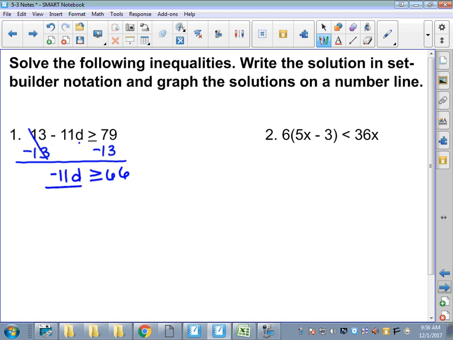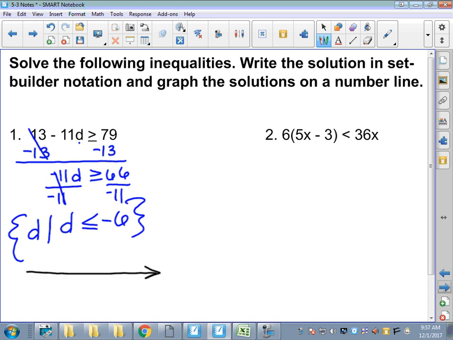And then I'm going to divide by a negative 11, divide by a negative 11. I'm dividing by a negative, so my inequality sign is going to flip. D is now less than or equal to negative 6. Put it in set builder notation. And then on the number line, I'm going to put negative 6 on my number line. We're going to put a closed circle at negative 6. And then these are the numbers that will work, that will satisfy the original inequality.